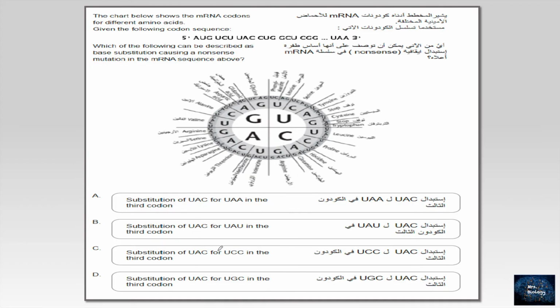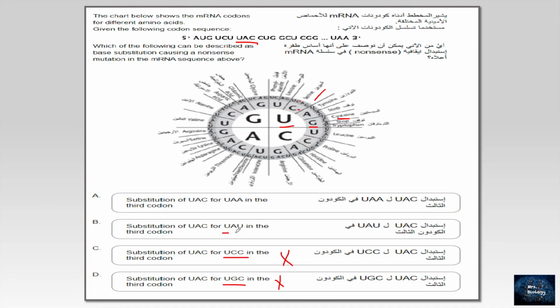I'll move randomly with the options. So they are talking about a substitution that happens with UAC, here the 3rd codon. Instead of UAC, here in option D, we substituted it with UGC. Directly, I will go to U, G, and C. No, this is cysteine, so this is a normal amino acid, not the stop codon. So it's not D. Moving here, UCC. U, C, C. It is serine. Again, another normal amino acid. That does not mean it's not a mutation, but it's not the nonsense that I'm looking for.